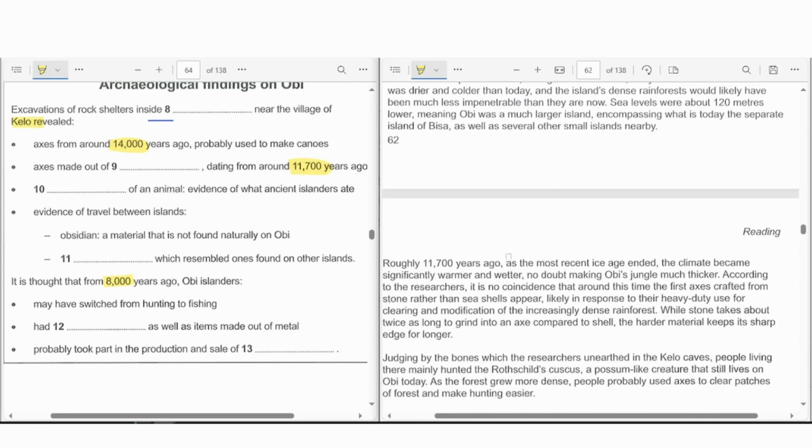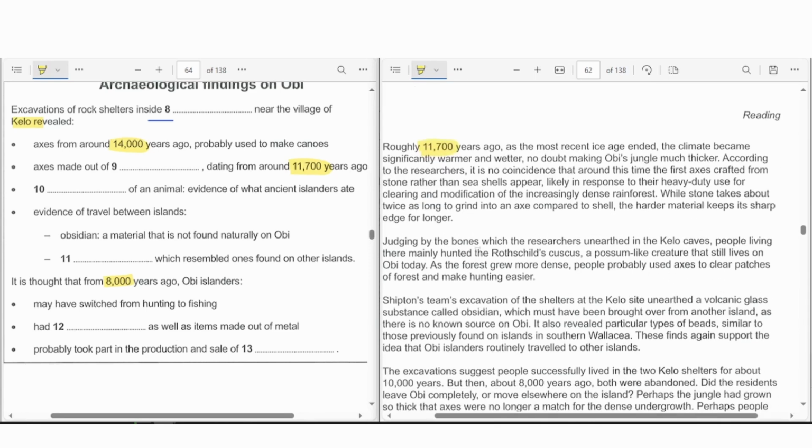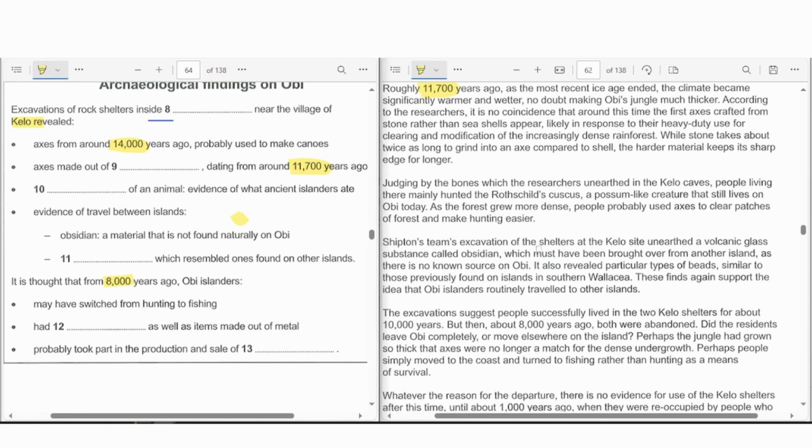So you move forward. Then even 11,700. See, 11,700. Then you move forward. You can't see anything here. Any other word that you have marked in the question, you can't see anything. So move forward, move forward, move forward. And then finally here you can get 8,000, right? Then you can get 8,000. So see, now your first job is done.